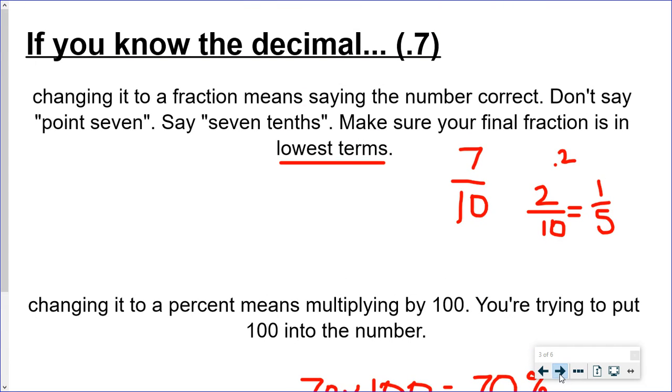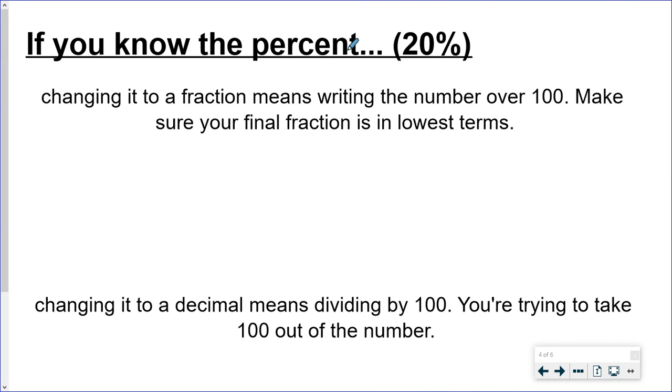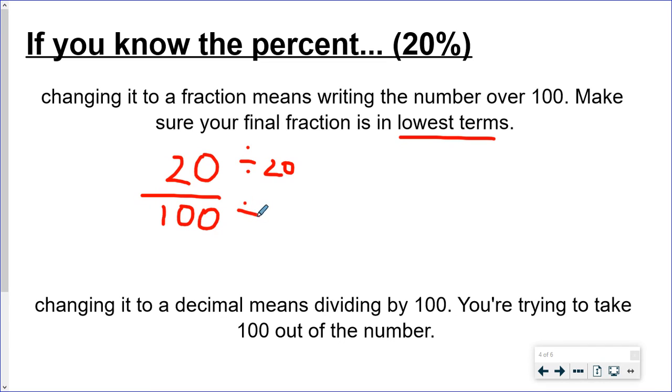Okay. Then what about if you know the percentage? Let's say, for example, you have 20%. If I want to change 20% into a fraction, what I'm going to do is I'm going to write that number over 100 because the word percentage means out of 100. So I'm going to go ahead and write 20 over 100. That's how you'd write it as a fraction. But just like the previous page, you got to make sure that it's in lowest terms. Right now, this is not in lowest terms because I can divide both of these numbers by 20. I'm going to divide both those numbers by 20.